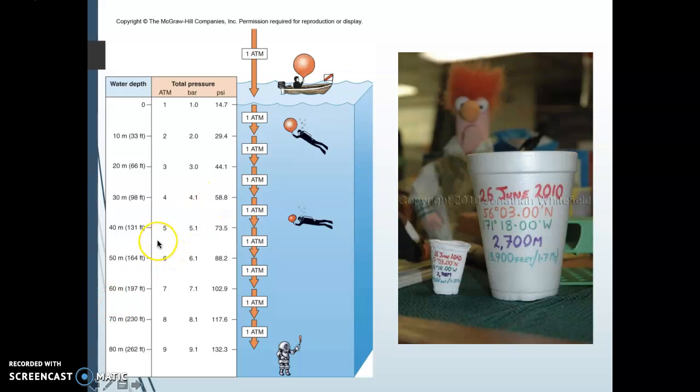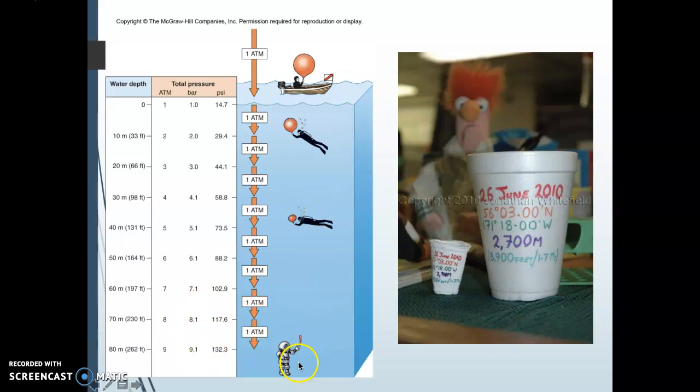Go down to 5 atmospheres and there's 73 pounds per square inch of pressure surrounding the diver and the balloon continues to shrink. Go down to about 9 atmospheres, which is around 260 feet, and you have 132 pounds per square inch of pressure all over your body.